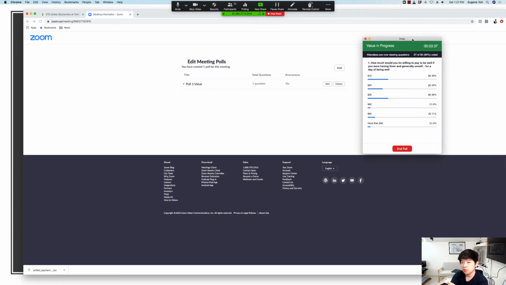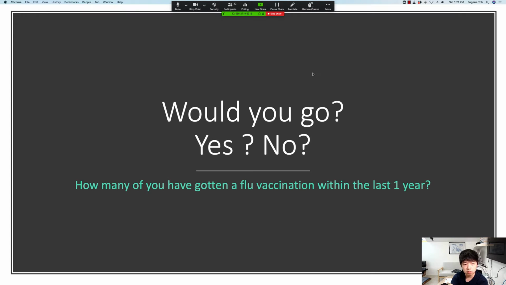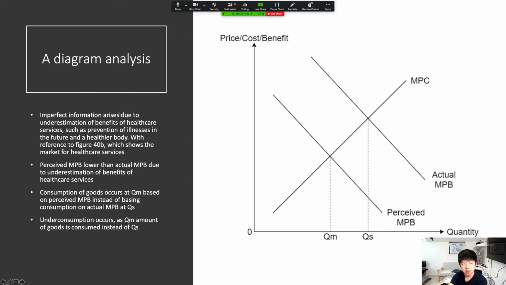Because of this, I'll actually say that number one, the fact here is that everybody should go for flu vaccination, because if you go for flu vaccination at a polyclinic, it's actually not very expensive. And two, a lot of people don't know that if I'm not mistaken, you can use your MediSave or your parents' MediSave to pay for a flu vaccination, so there's no upfront cost. So actually everybody should be going for flu vaccination, but a very, very small proportion of the population goes for flu vaccination. Why? Imperfect information, because of an underestimation of the benefits of healthcare services like prevention of illnesses in the future and a healthier body.